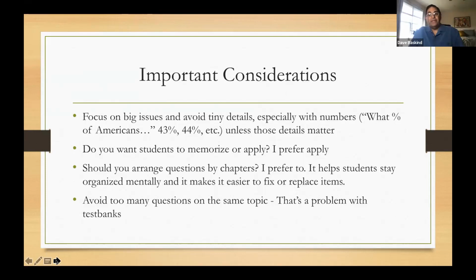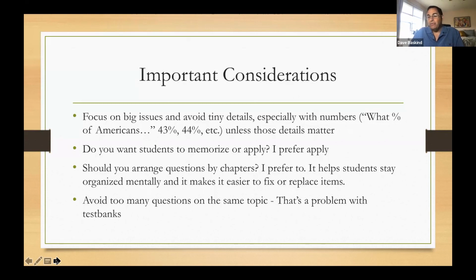Another consideration is how you arrange the material on the test. For some instructors, they group the material by chapter, by section, by content. And that's my preference also. I think it helps students to stay organized mentally. And I do think it makes it a little bit easier when you decide to switch up or replace some questions.